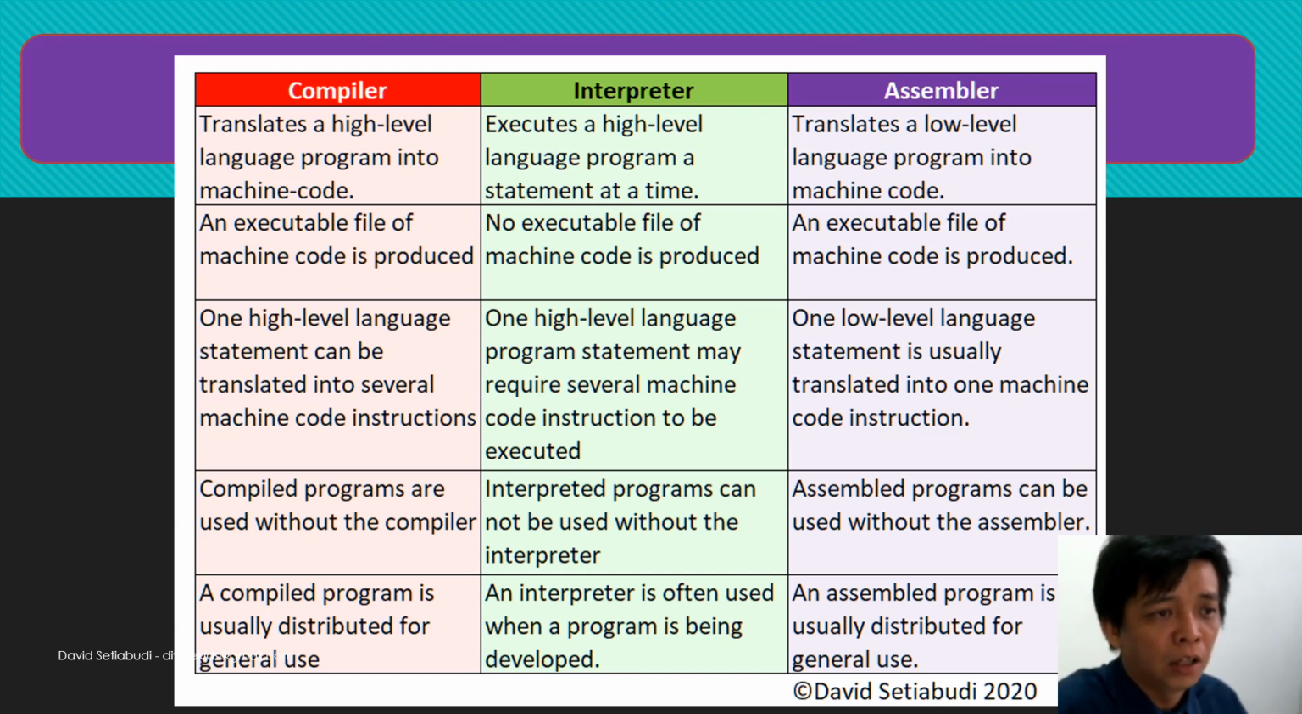You see, all of this you need to see, and then you pause it. Okay? This is the comparison between compiler, interpreter, and assembler. I want you guys to read this and remember. Okay? If there's any question, just ask me.